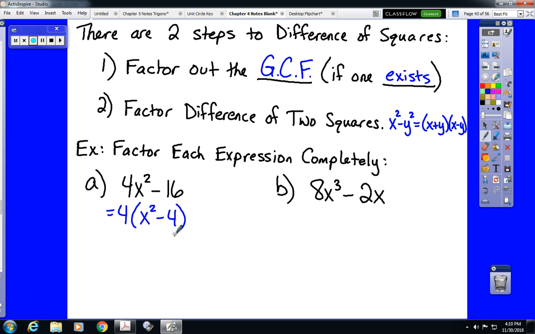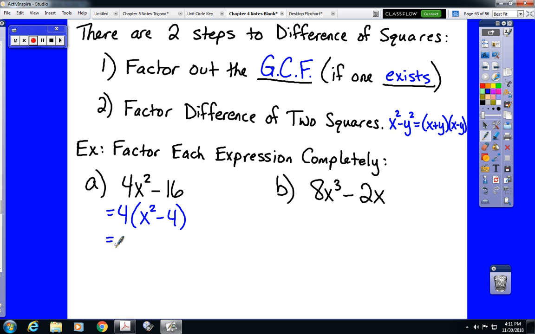The reason for that is if you do not, you will not be finished factoring. Now once we factor out the 4, the binomial that remains, we check to see if this is still a difference of 2 squares, which it is. X squared has a square root of x, and 4 has a square root of 2. So we do have a difference, see the subtraction symbol? Difference of 2 perfect squares.